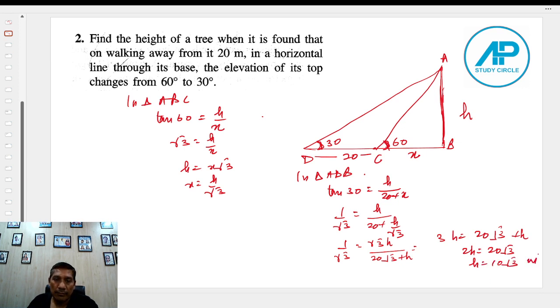It is 10 root 3 meters. So the height of the tree is, you see a special step here. Now do not try to put the value of root 3 at these places. Take it till the very last end, and there you put the value of root 3 as 1.732. That will give you 17.32 meters. So don't put the value of root 3 through the question. Try to take it till the end and put the value of root 3 only at the last position. Always remember this point. Note these questions in your copy.